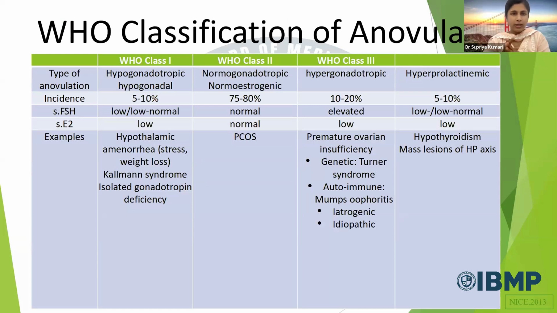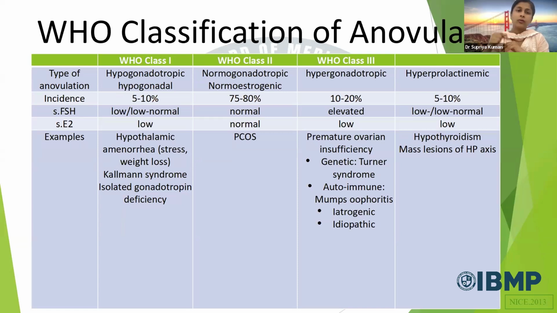So there are these four basic classes we are aware of. First is hypogonadotrophic hypogonadism, which means LH and FSH, the gonadotrophins, are low. That is how hypogonadism has happened, so estrogen and progesterone will also be low. Class 2 is normogonadotrophic, normoestrogenic, or hyperestrogenic anovulation, in which the LH and FSH are normal and the estrogen is either normal or high, which is causing this anovulation.